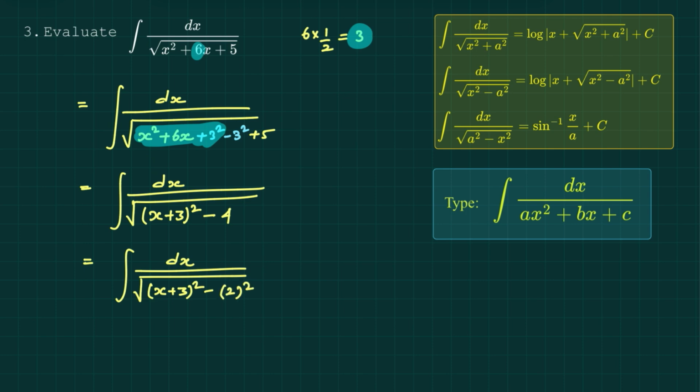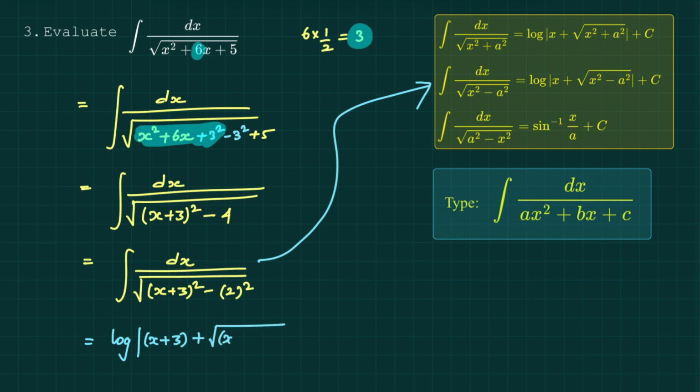Now this is in the form of this second formula here, but instead of x there is x plus 3, which is a linear polynomial, so we can directly apply the formula. So applying the formula, we can write this as log of x, that is x plus 3 here, plus square root of x square minus a square, that is x plus 3 whole square minus 2 square plus c.